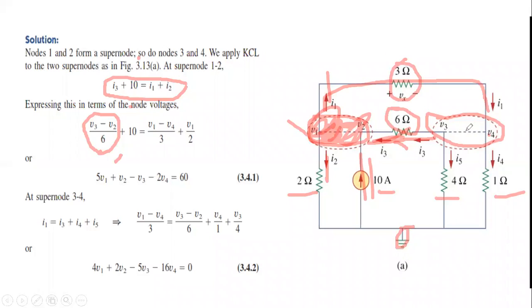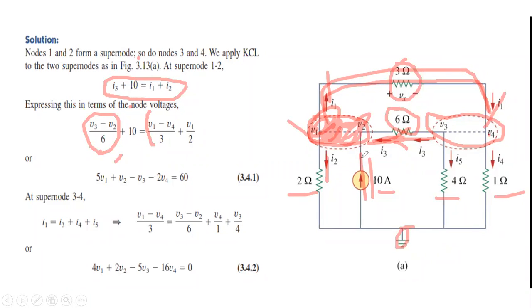The voltage at node 1 is V1, the voltage at node 4 is V4. So I can have this expression, because it is flowing from node 1 to node 2. It means node 1 is at higher potential, because it is flowing like this. So I can write V1 minus V4 divided by 3. 3 ohm is the resistance.